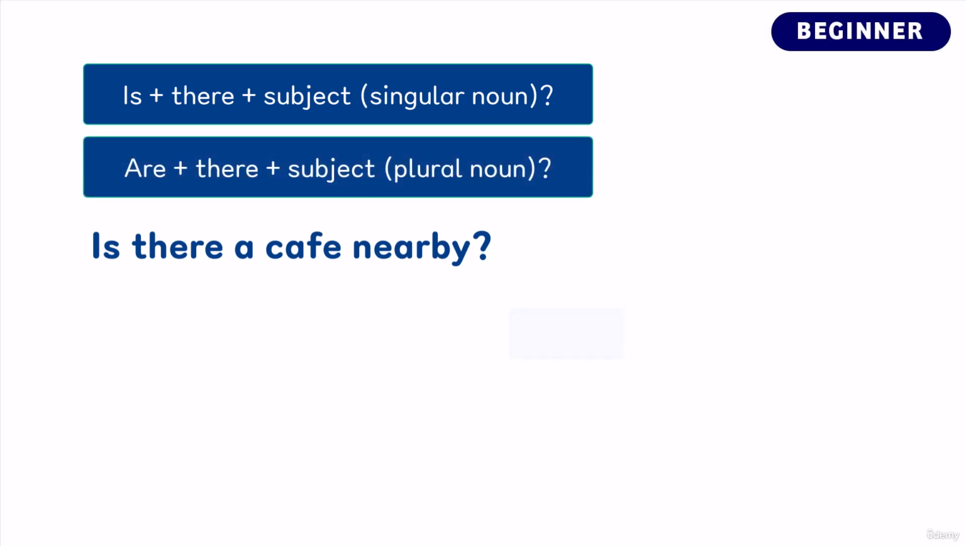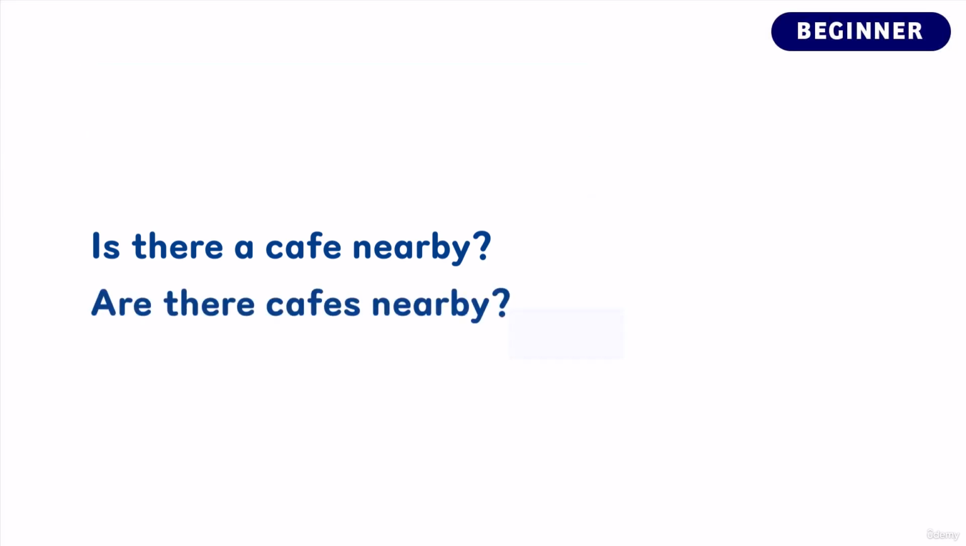However, for plural nouns, we would use are. So we would ask, are there cafes nearby? When we use a plural subject, we are of course asking if there is more than one cafe nearby. But in general, the meaning of these two questions is very similar. We are simply asking if a cafe or cafes exist nearby.